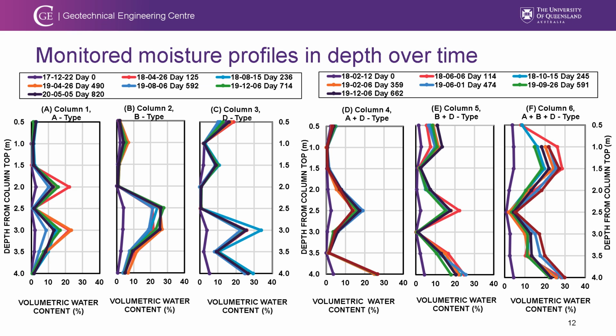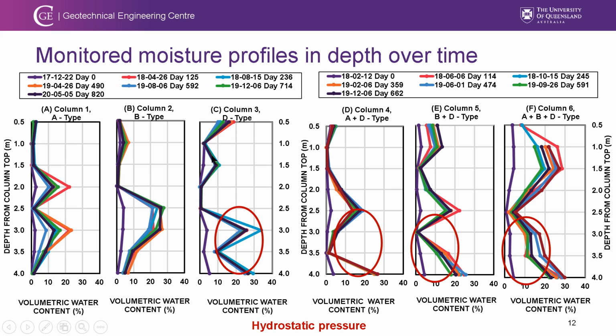But if we look at the steady state condition, what we can see is that at the bottom section of the column, the hydrostatic pressure has already been established, where the bottom is close to saturation, whereas 2.5 meters above, it is relatively low. Another interesting phenomenon is that the moisture is not increasing monotonically over the depth of the column as we thought. Instead, it is fluctuating quite a bit.